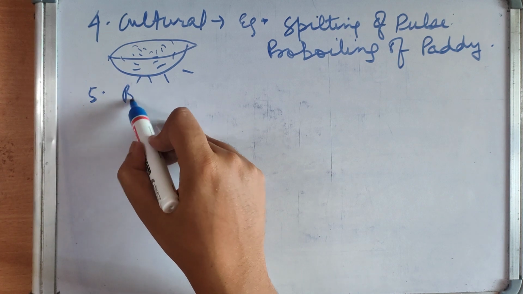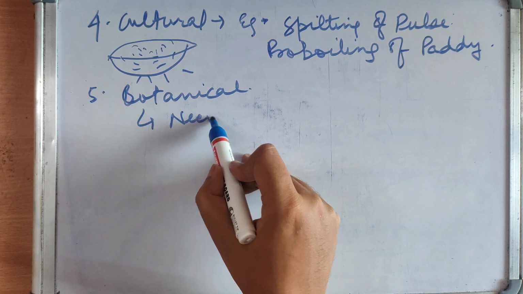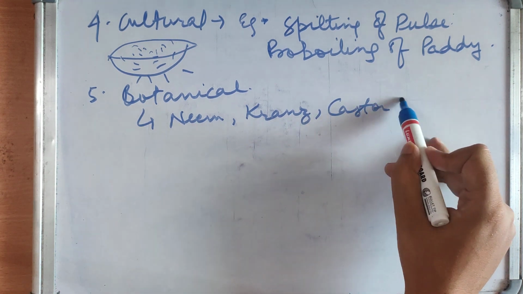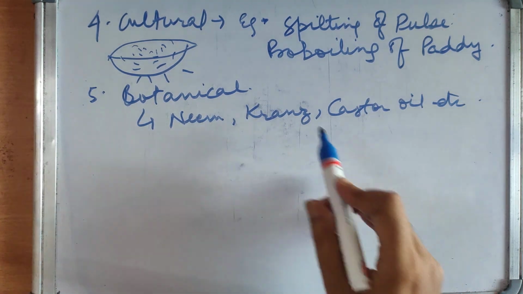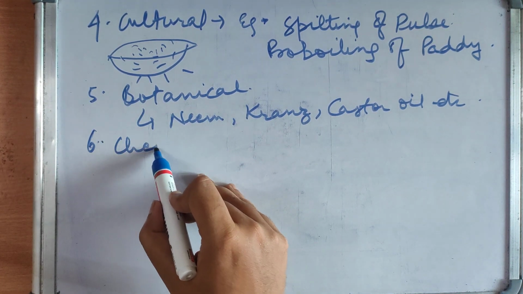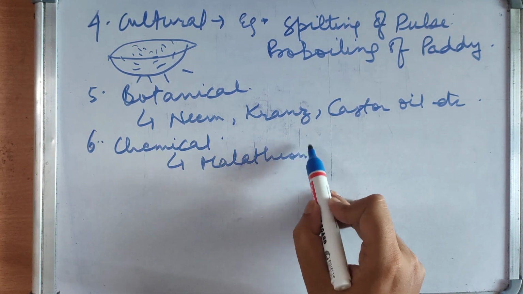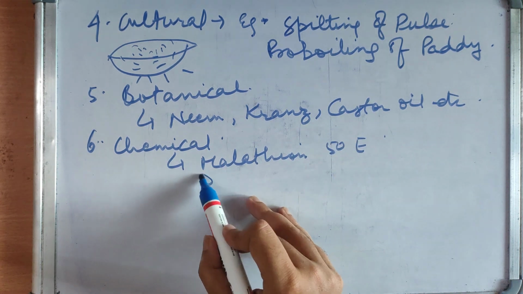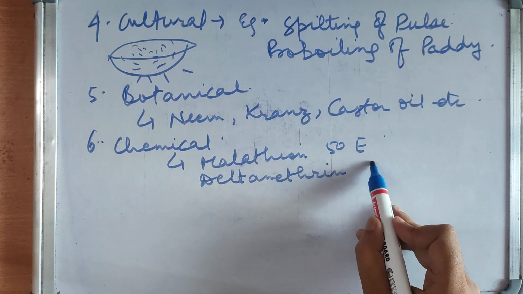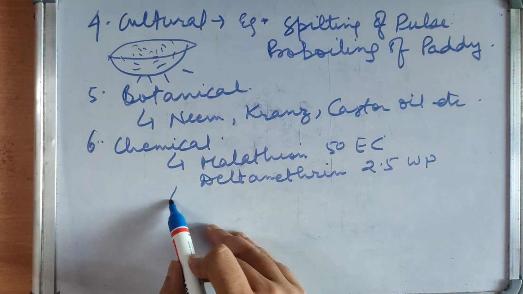Number 5 is botanical. That is we can use neem, karanj, castor oil, etc. 6 is chemical. That is we can use malathion at 50 EC. We can use deltamethrin at 2.5 WP. We can use aluminum phosphide.